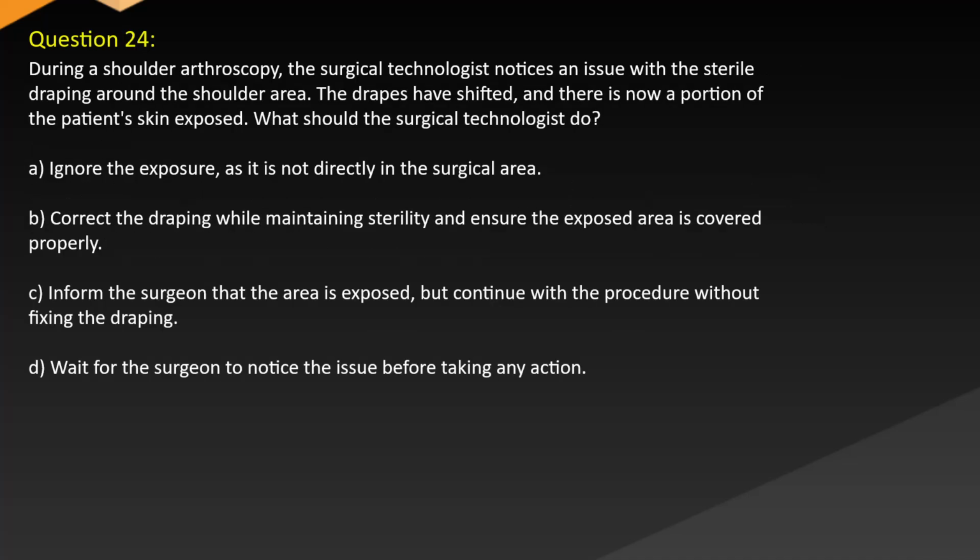Question 24. During a shoulder arthroscopy, the surgical technologist notices an issue with the sterile draping around the shoulder area. The drapes have shifted, and there is now a portion of the patient's skin exposed. What should the surgical technologist do? A. Ignore the exposure as it is not directly in the surgical area. B. Correct the draping while maintaining sterility and ensure the exposed area is covered properly. C. Inform the surgeon that the area is exposed but continue with the procedure without fixing the draping. D. Wait for the surgeon to notice the issue before taking any action.